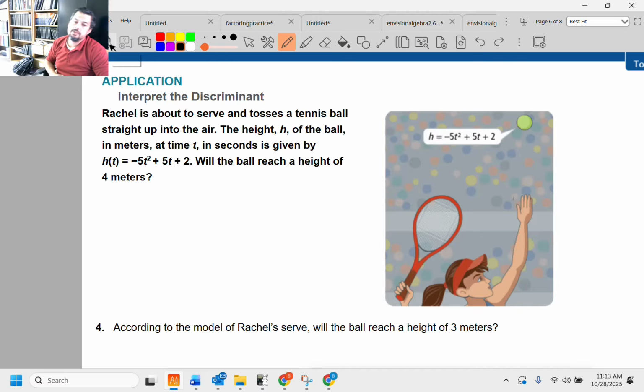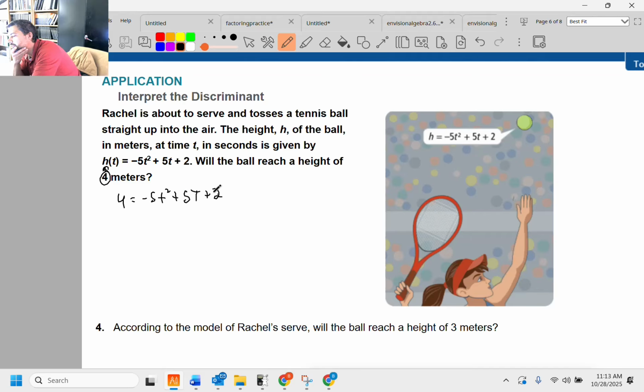All right, interpreting the description. Rachel is about to serve and tosses a tennis ball straight up in the air. Maybe you've played tennis, that's how it works. Your textbook made a mistake on the equation, but we're going to go with it anyways. Will the ball reach a height of 4 meters? So that's height, kids. It goes there. 4 equals -5t squared plus 5t plus 2.